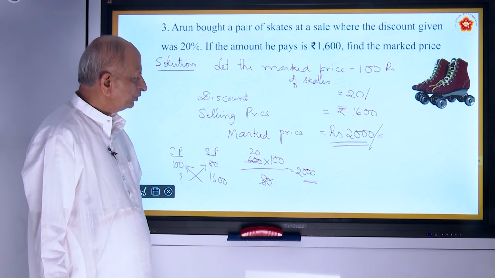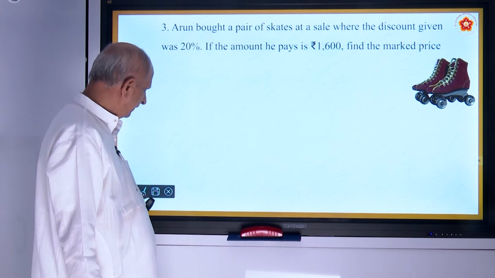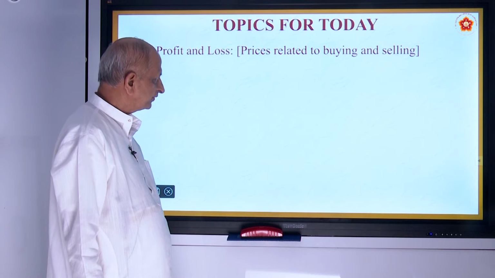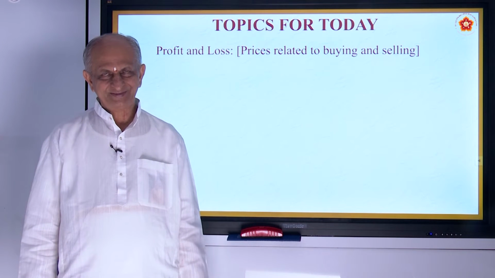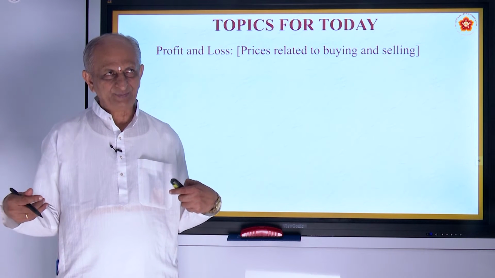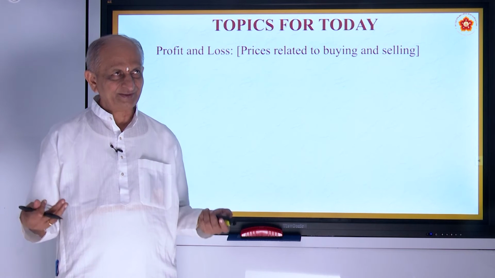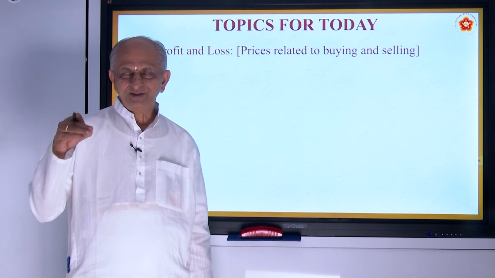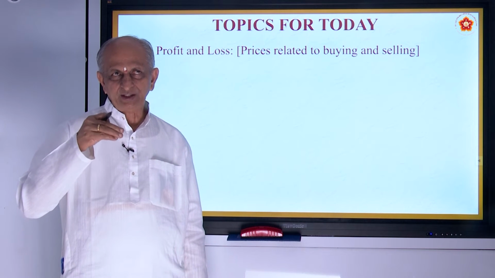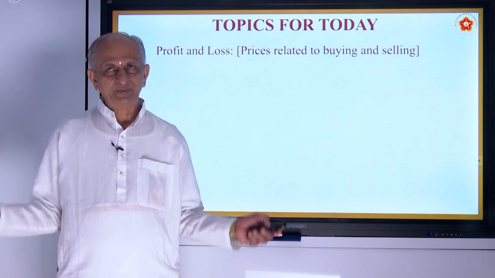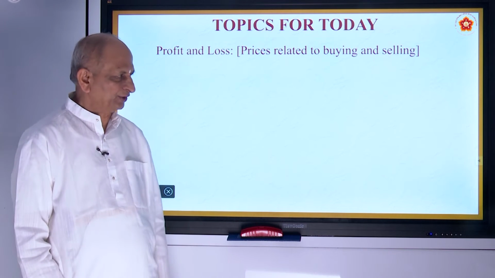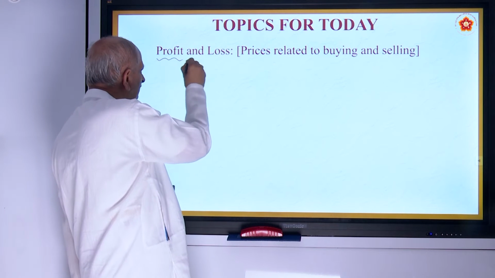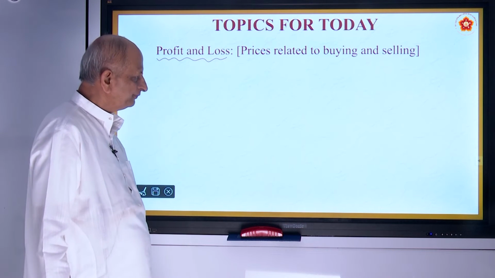Followed? Noted down? Okay, we'll pass on to today's topic. Profit and loss. For a business, what does it mean? Business means buying something, selling something. There are two types of selling. One is selling in small quantities. Another one is wholesale. So in large quantities, we call it wholesale. In this business, we will have what is called profit and loss.